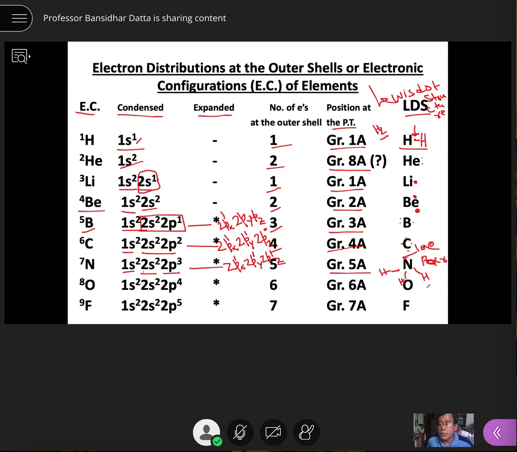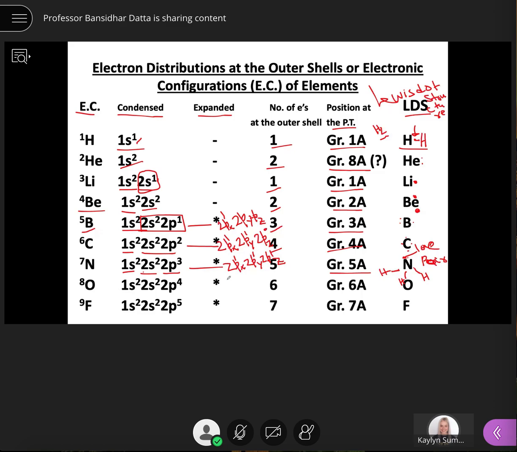For example, which element has one unpaired electron? Hydrogen has one unpaired electron, so it can make a bond with nitrogen. Therefore, it makes NH3, that's ammonia. And these are covalent bonds. Any questions at this moment? If not, go ahead.